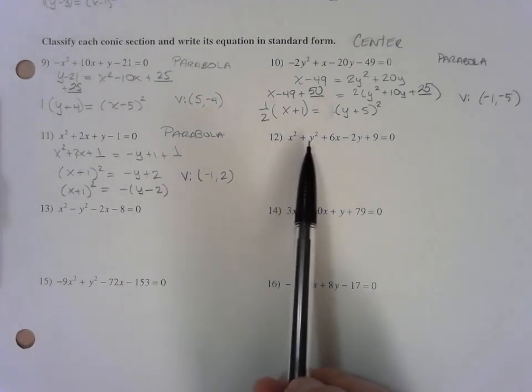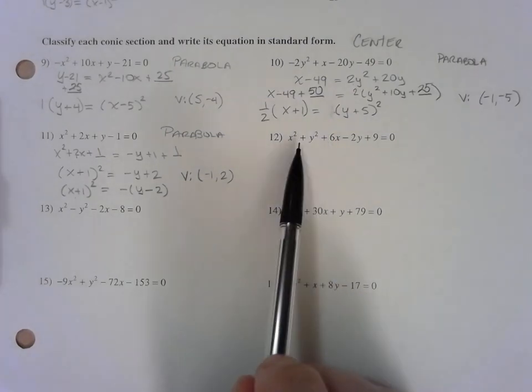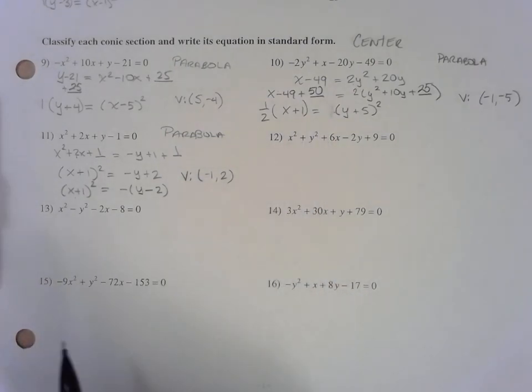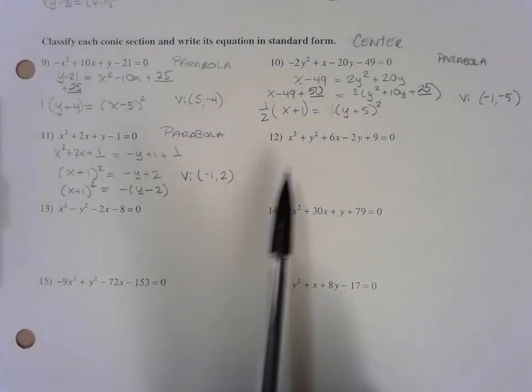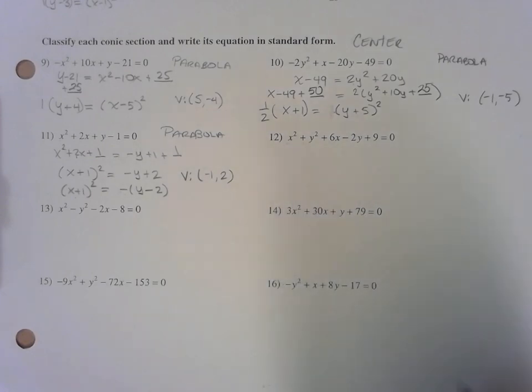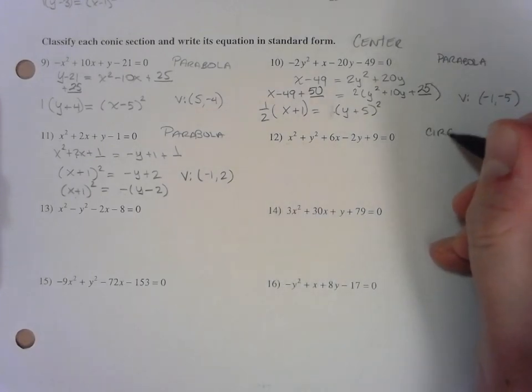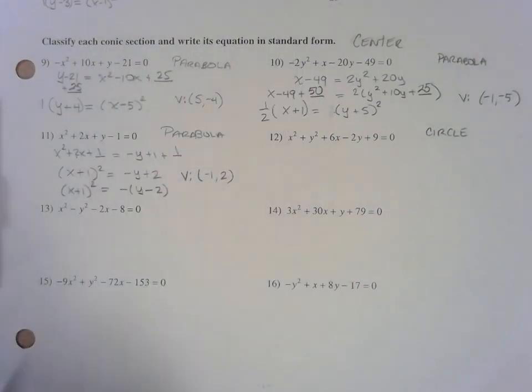Here's the first example where I have an x squared and a y squared at the same time. They're both being added to each other, which makes this either a circle or an ellipse. The coefficients of the x squared and the y squared are equal, which makes this a circle. Identifying the conic section will help me figure out what the standard form equation should look like.